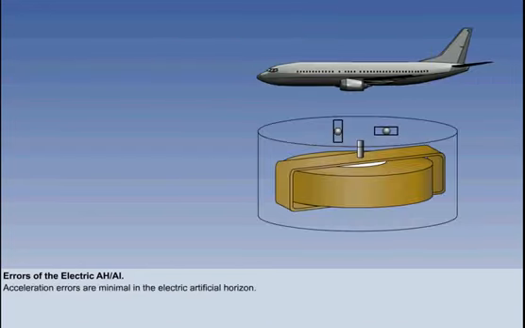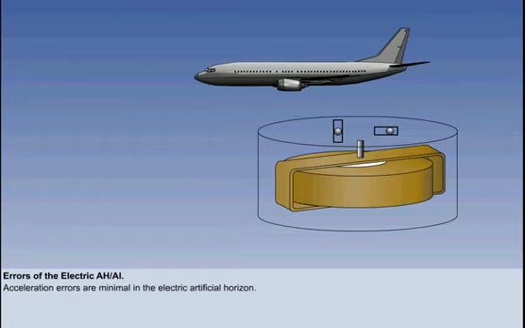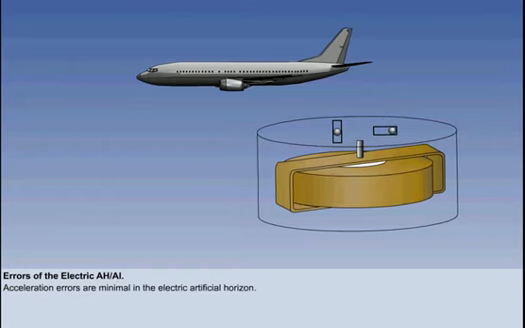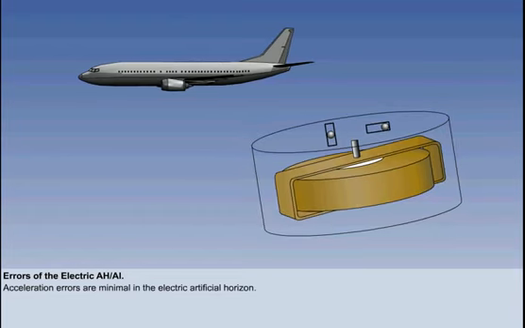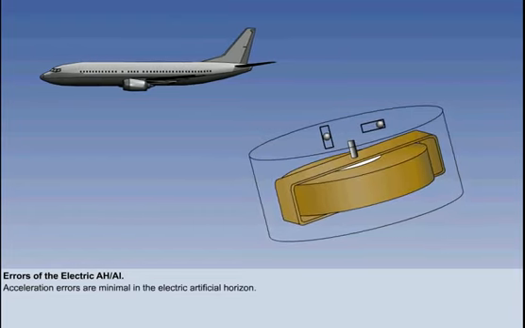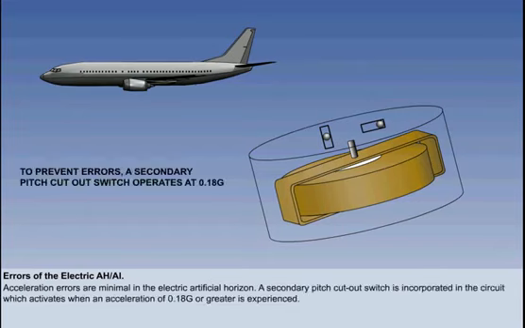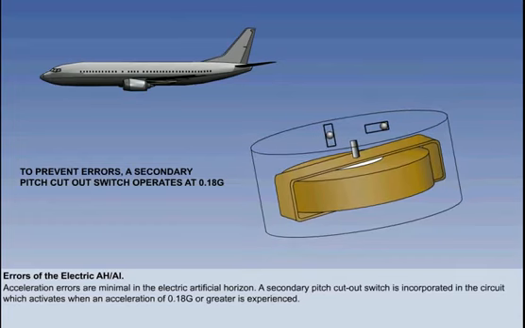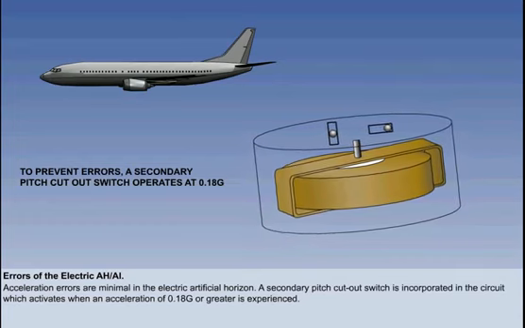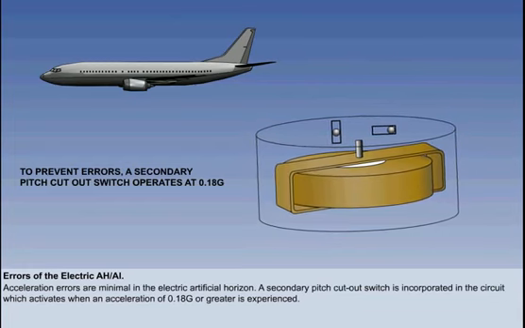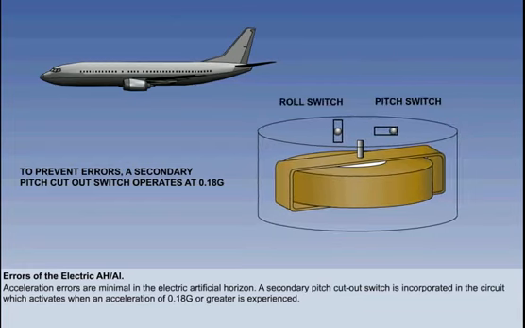As we have seen, acceleration errors are minimal in the electric artificial horizon. However, there would still be a tendency under acceleration for the mercury in the mercury switch to close its electrical circuit as a result of inertia acting on the mercury. This would result in the pitch torque motor falsely precessing the gyro assembly out of vertical. So to overcome this, a secondary pitch cutout switch is incorporated in the circuit, which activates when an acceleration of 0.18 g or greater is experienced.